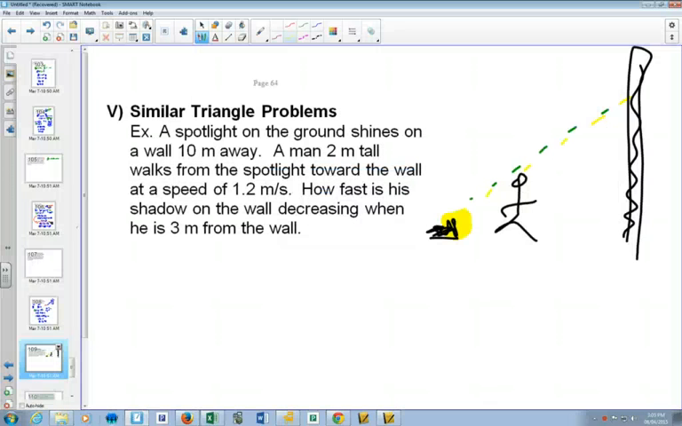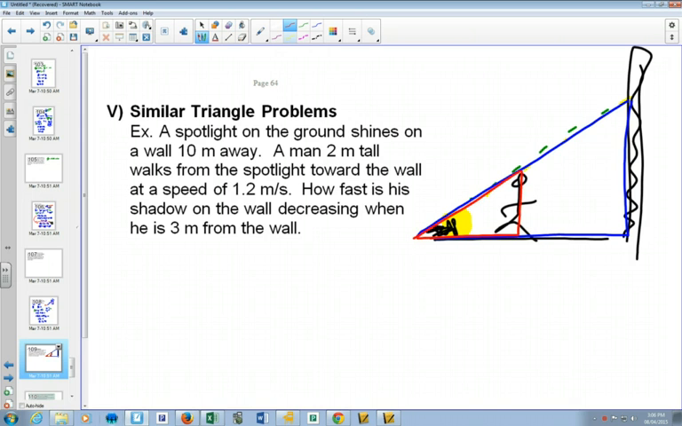I forgot. So what happens here is there's a triangle, a big triangle here, created by the shadow and the person. And there is another triangle here, created by the person. What we know is that the height of this person always stays at 2 meters. What's changing is this person is walking this way towards the wall. As he walks that way towards the wall, you can see that the shadow is going to be going down.